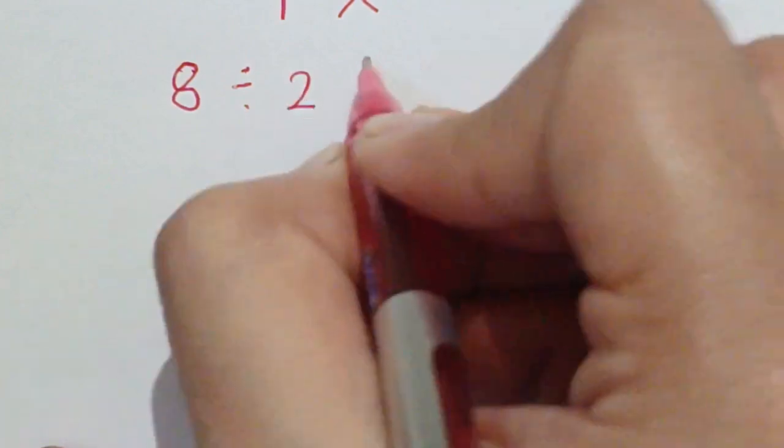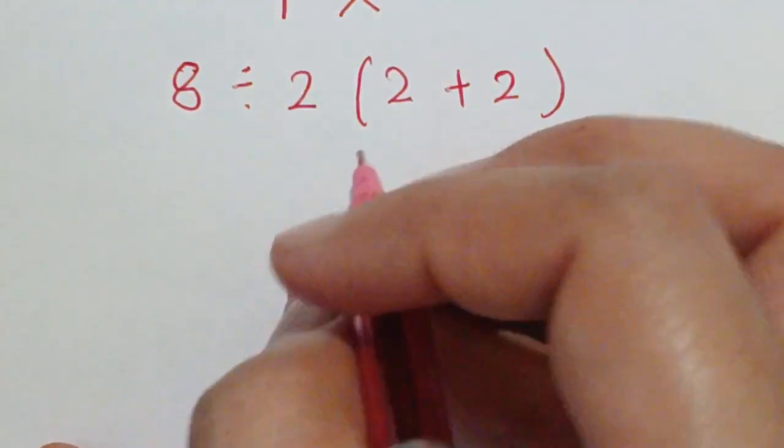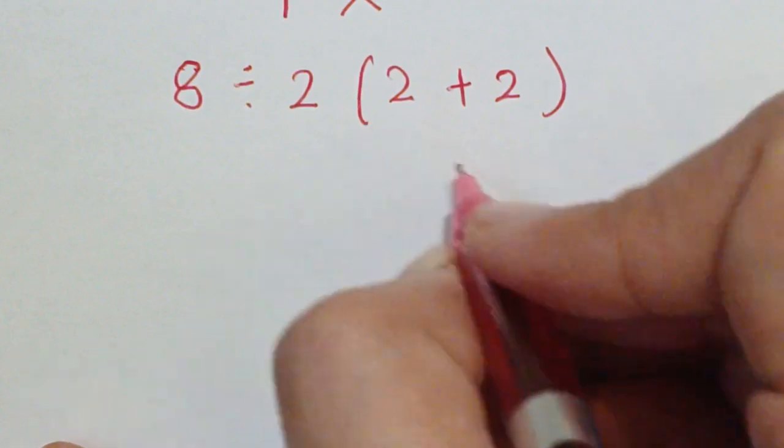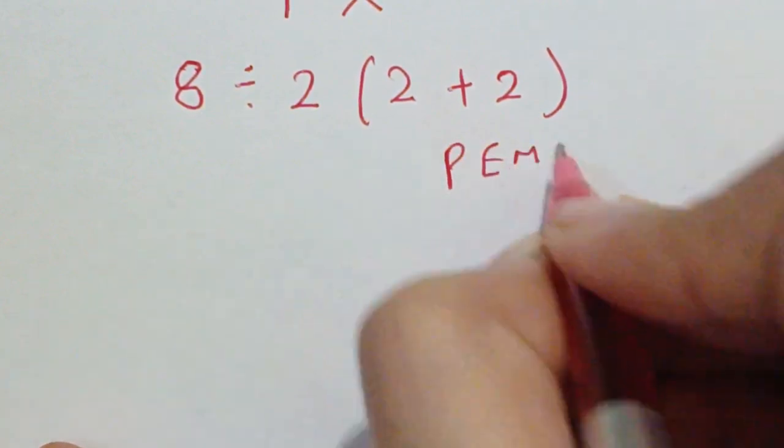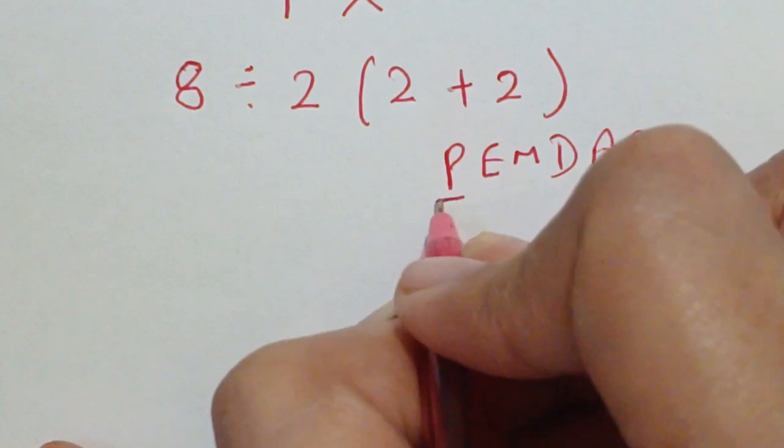So what will be the correct value? So write the question once again. 8 divided by 2, 2 plus 2. So here we use the PEMDAS rule, where P stands for parenthesis. PEMDAS. So here the first priority is parenthesis.